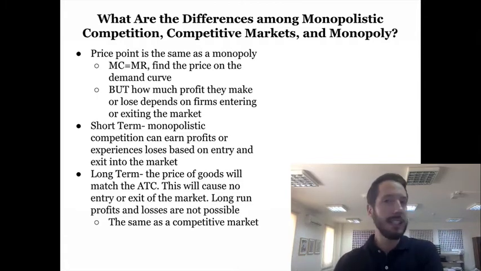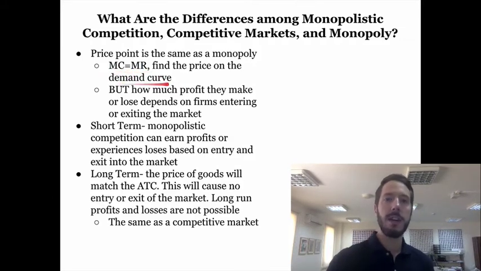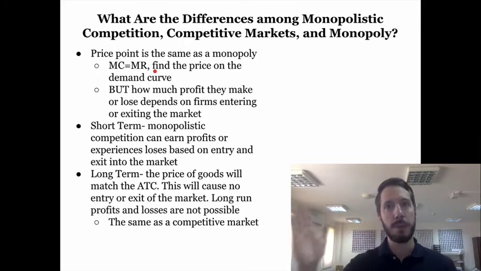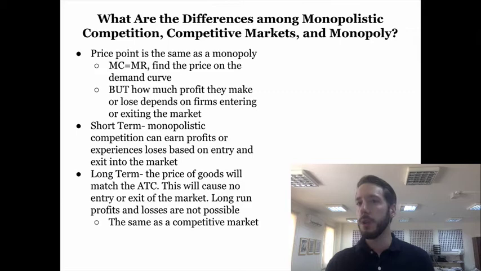So how do you find the price point in monopolistic competition? It's the same process as a monopoly. You find where the marginal cost equals your marginal return, you go up to the demand curve, and then you find the price. That's the price that you charge. So again, there is some markup, but it's not nearly as much as a monopoly because you have some competition.